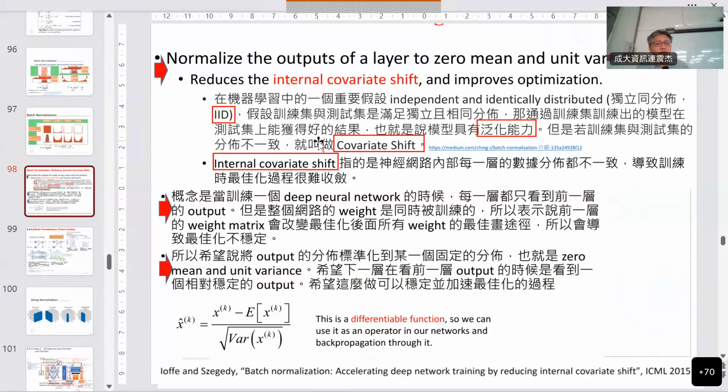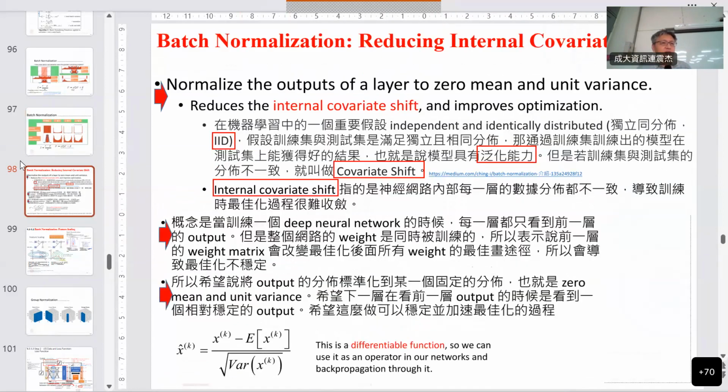The important thing is, what kind of situation will become internal covariance shift? In each layer, if the distribution is not normalized, with different distributions, your processed result will be incorrect, because of back propagation here.